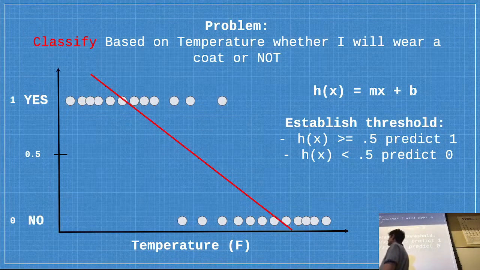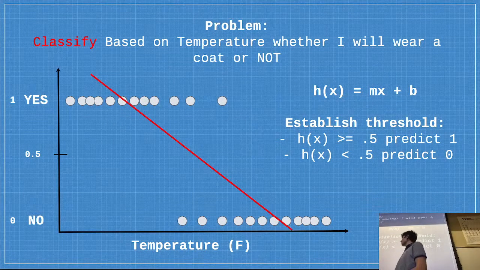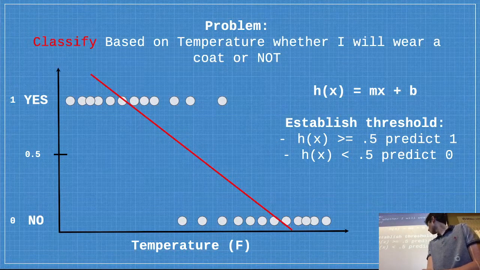Now, this could kind of work. If you look at 0.5 here, we start to see that after 0.5, I'm generally not wearing a coat. So in this case it would probably work, because as we hit the threshold 0.5, we see that I'm basically no longer wearing a coat. But the problem comes when we add an outlier.